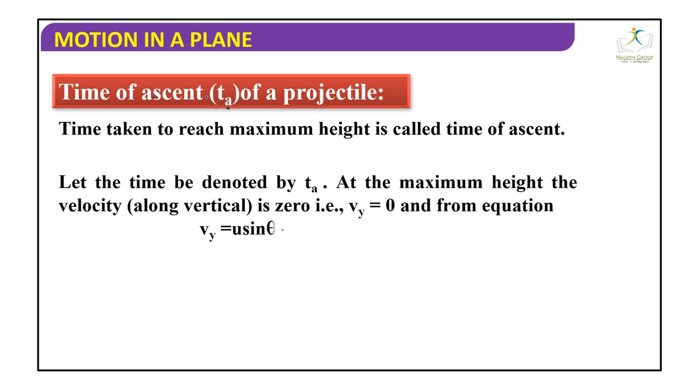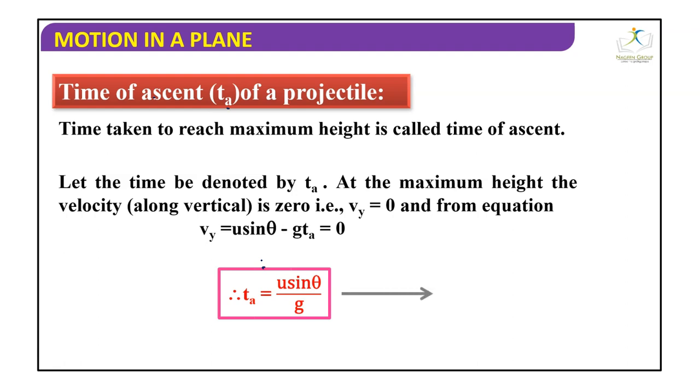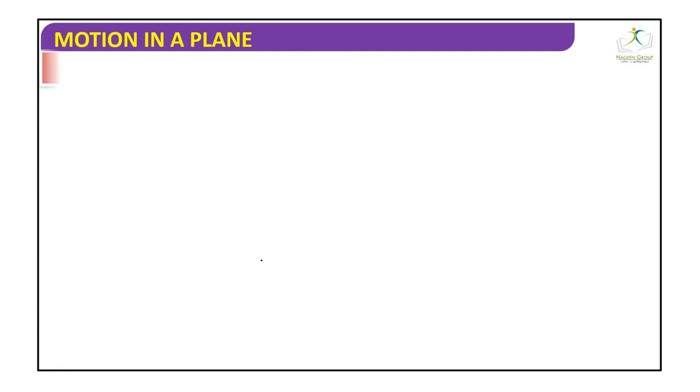That means Vy is equal to 0. And from this equation, Vy is equal to u sine theta minus gt. So here Ta is equal to u sine theta by g. This is equation A.